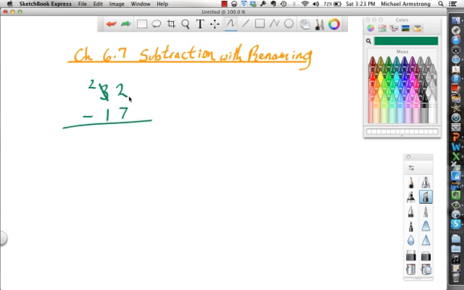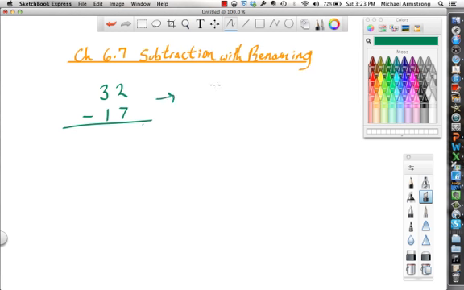Before we back up, you can't take 7 ones away from 2. You can't subtract 7 from 2. If you start with 2 and you try to take 7 away, you run out really quick. You have to have more up here. Now 32 is bigger than 17, so we can subtract 17 from 32, but it's hard for us to subtract 7 ones from 2.